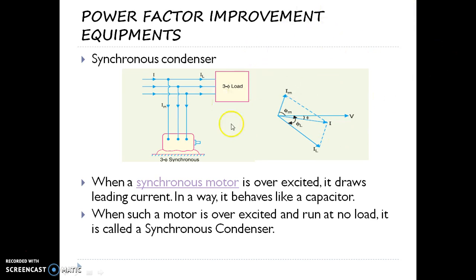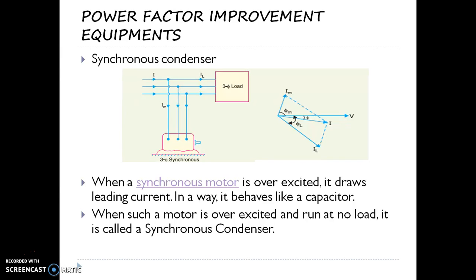From this vector diagram, you can clearly understand how the synchronous condenser increases the power factor. Suppose IL is the load current, at the power factor of cos φL. Then the synchronous condenser draws the current IM at the power factor of cos φM. Then the resultant current I has a power factor of cos φ. This power factor cos φ is greater than the power factor cos φL. So the power factor of the system is improved.